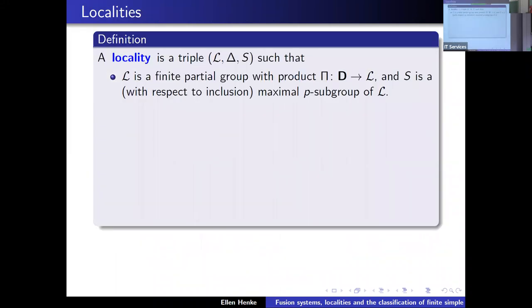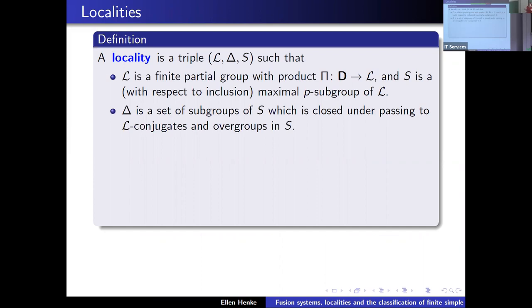Okay, and now I can give you the definition of a locality. A locality is a triple (L, Delta, S), such that L is a finite partial group, so it's a partial group and the underlying set L is finite. And S is maximal among all the p-subgroups of L, so it's kind of a pseudo p-subgroup. Then I have this technical condition, which I also had before in the example in a similar way, that Delta is a set of subgroups of S, and it's closed under passing to L-conjugates and overgroups in S.